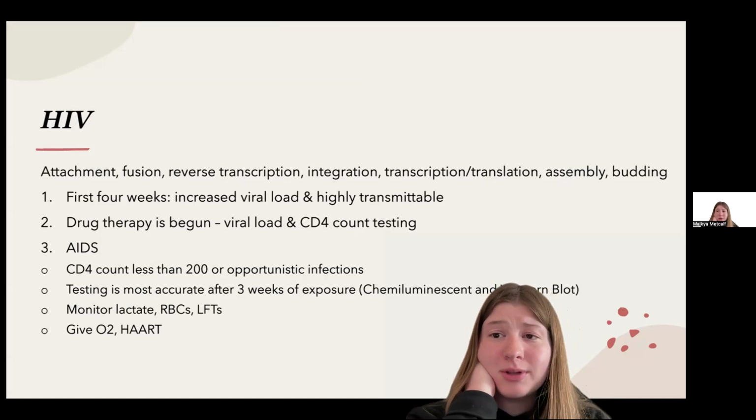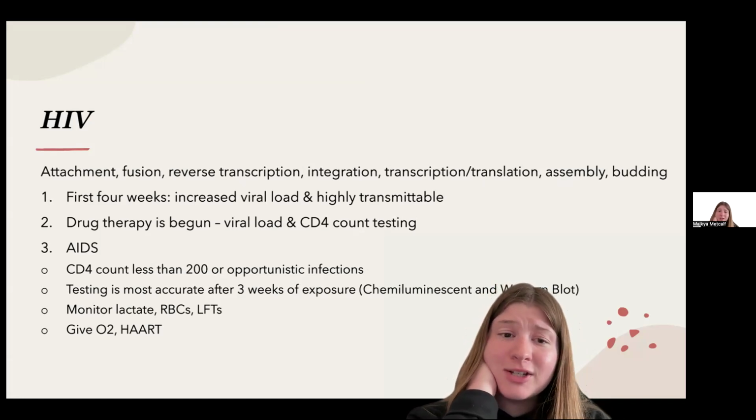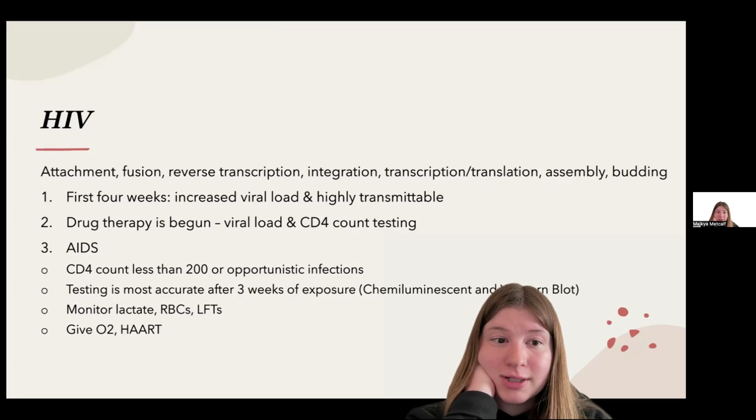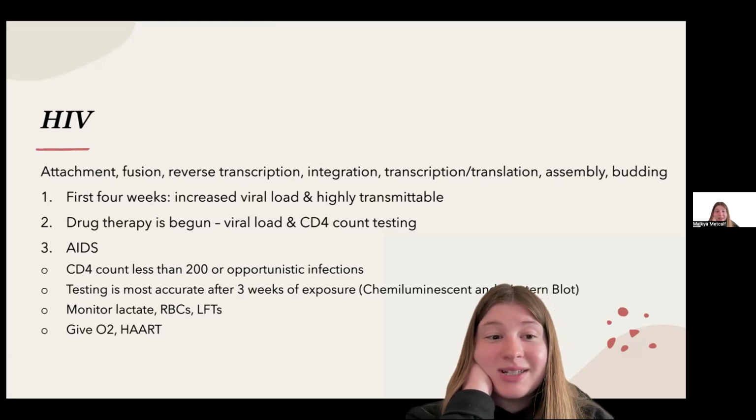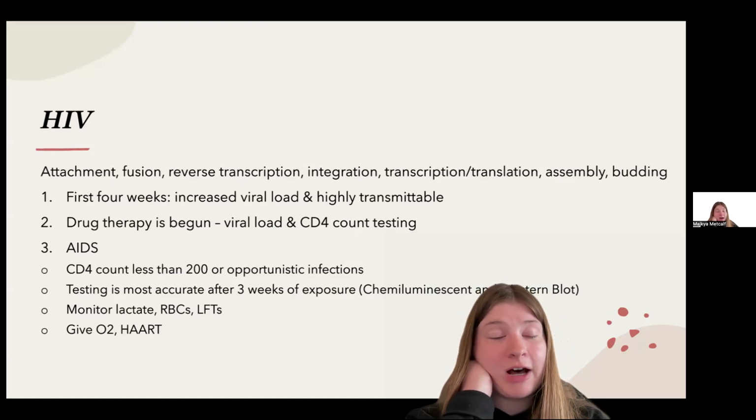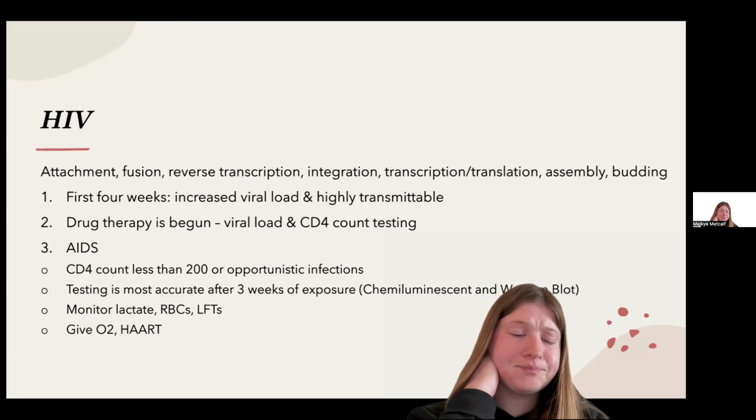In stage 2, this is where we're typically going to see drug therapy starting. Patients will be tested for their viral load and their CD4 cell count. And then stage 3 HIV is when we officially get that diagnosis of AIDS. People with AIDS have to have a CD4 count under 200, or they have to have opportunistic infections.